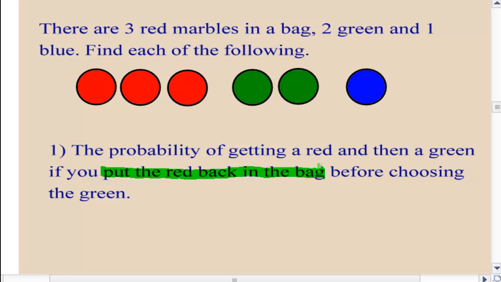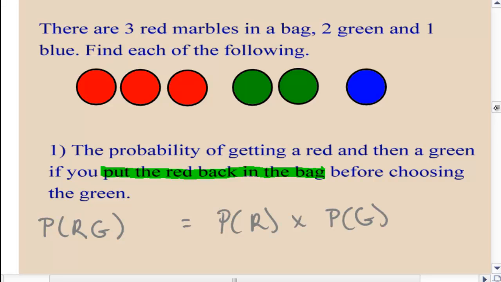If I had left the red marble out, then there'd be a change in my outcomes for choosing that second marble. That's called dependent events, which we'll talk about later. But because we put the red marble back, we always start with the same probability of everything each time we calculate a probability. So here we're figuring out the probability of getting a red and then a green. So we're going to do probability of red times probability of green.